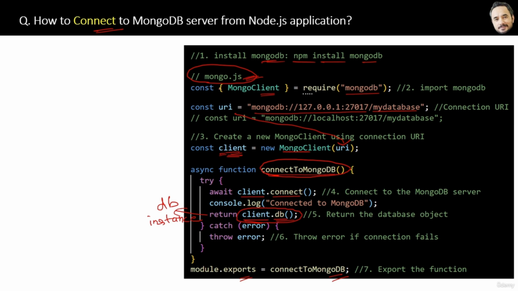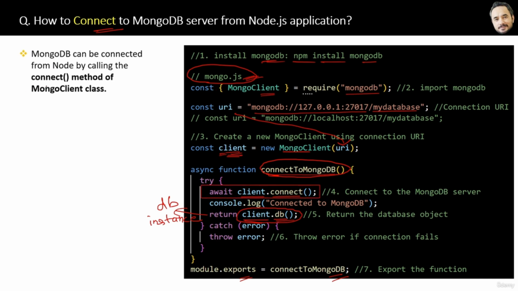Okay, great. Finally, the one line answer to this question is: MongoDB can be connected from Node by calling the connect method of the MongoClient class. The answer is very short, but you should know the implementation, because from there the confidence will come. But yes, the short answer is this only, and that's the answer to this question.